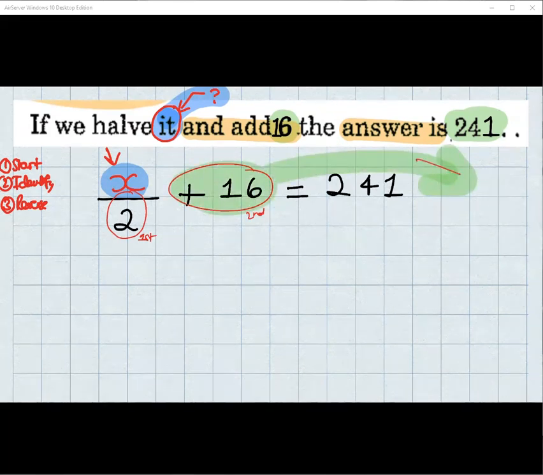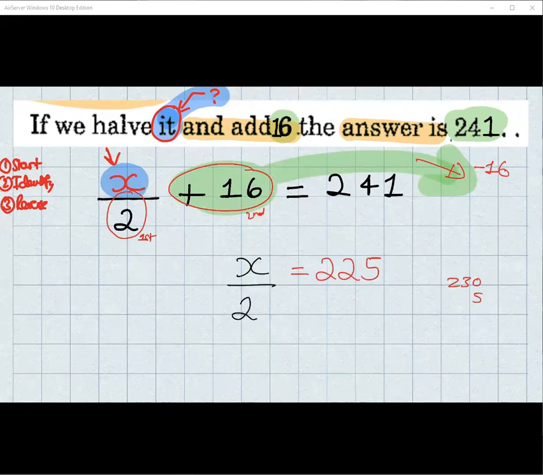What does it become on the other side? Minus 16. And what's 241 take away 16? Well, 241, if you take away 11, will give you 230. That's take away 11, then take away another 5. That'll give you what? 225. Beautiful, fantastic.